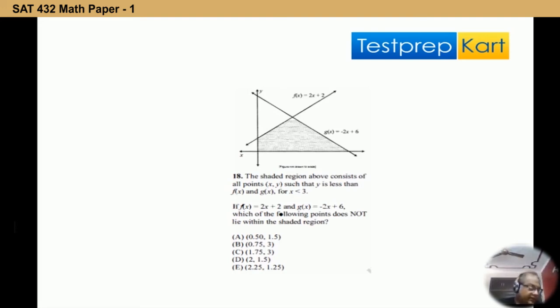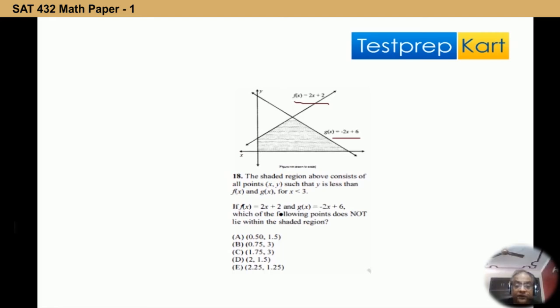Now here they have given f(x) is root 2x plus 2, and g(x) is minus 2x plus 6, so there are two lines actually. y is less than f(x) and g(x) for x less than 3. Now f(x) is this, g(x) is this, it's already given. Which of the following points does not lie within the shaded region, that is this region? So you see, we check these points and find which one is actually outside this region.